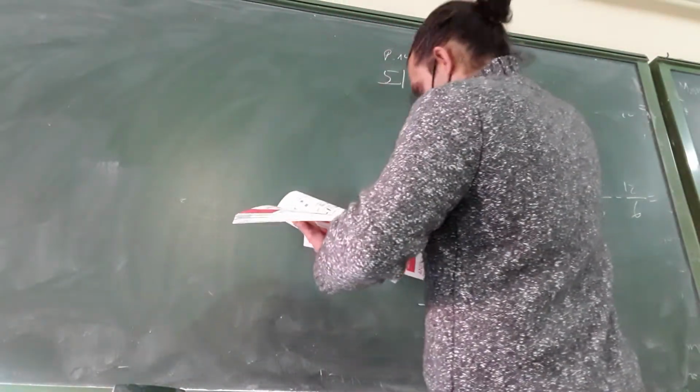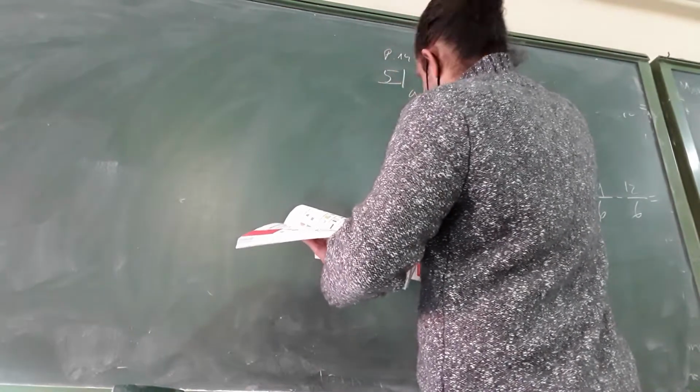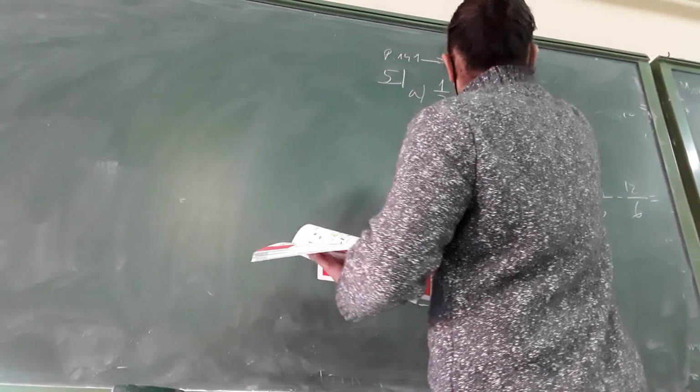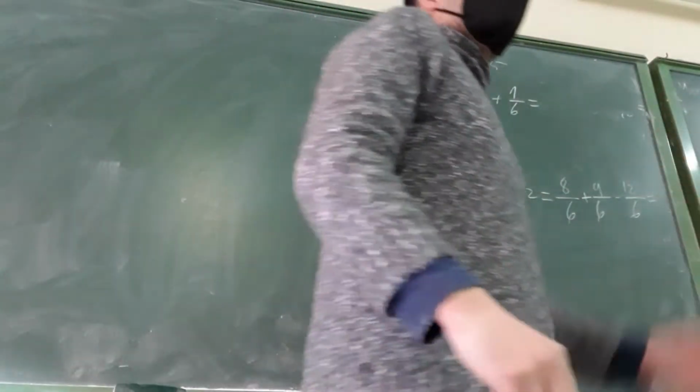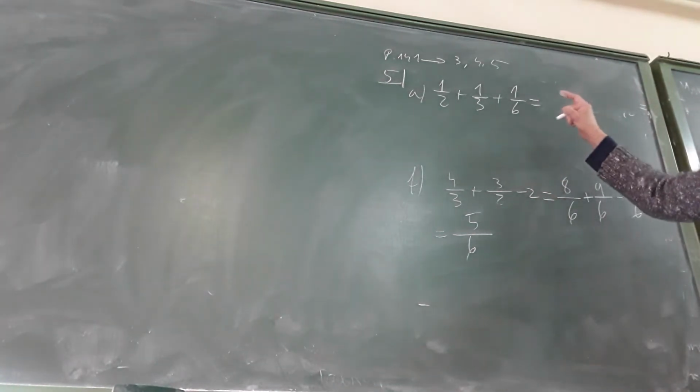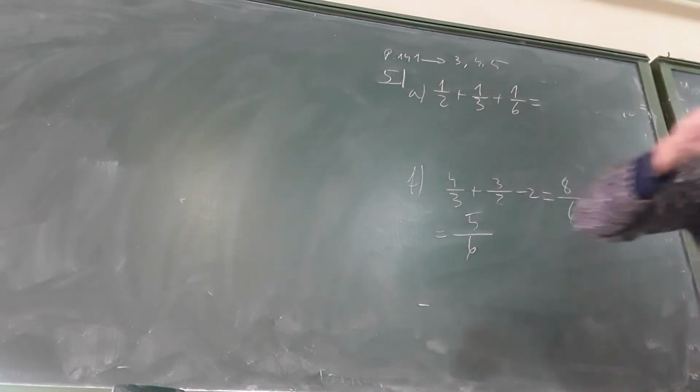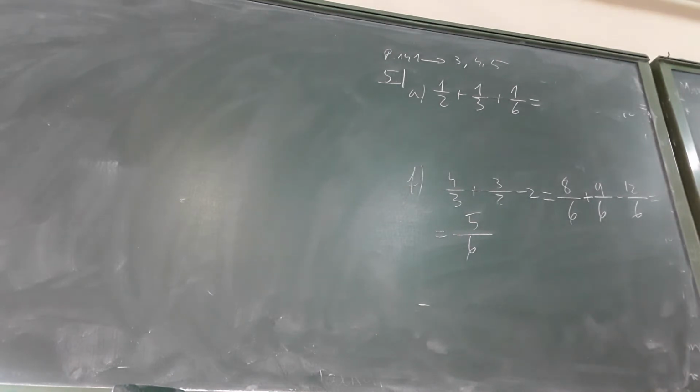Number 5. A. 1/2, 1/3, and 1/6. Right? Let's say, I don't know, who hasn't participated? Manar. Here, lowest common multiple of 6, 3 and 2. 6. Do you agree? Is it 6? Yeah. Has anyone said 12?